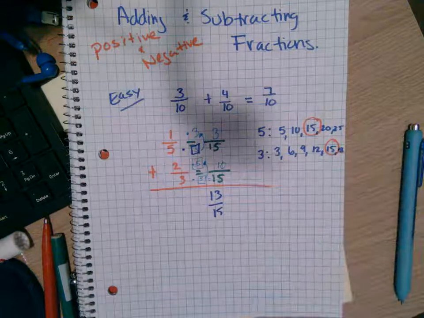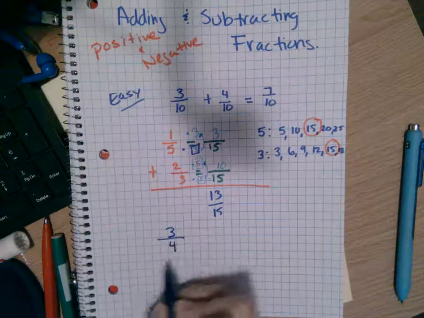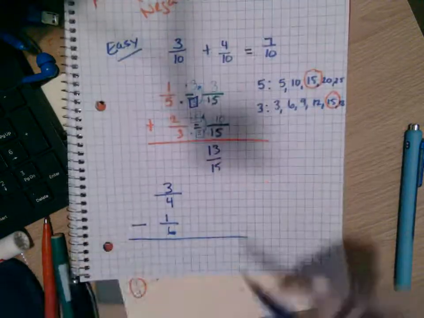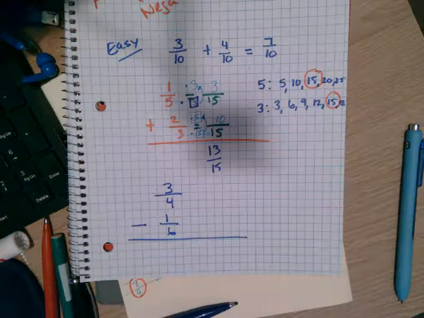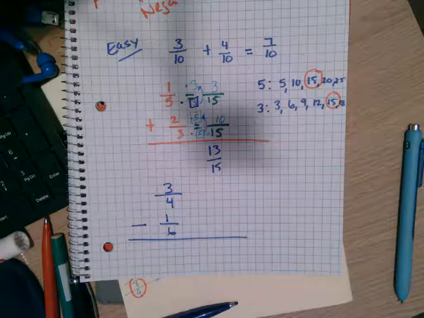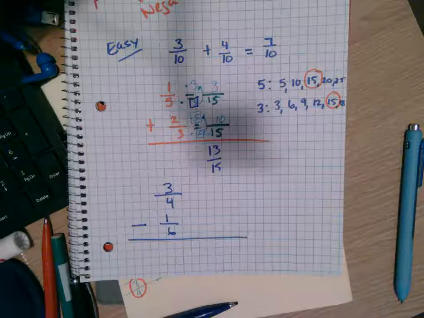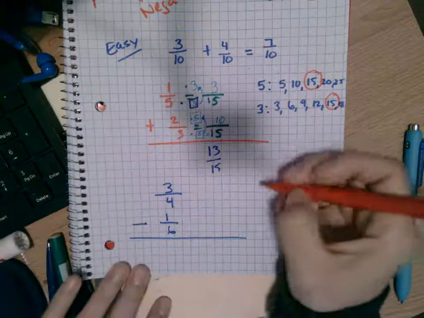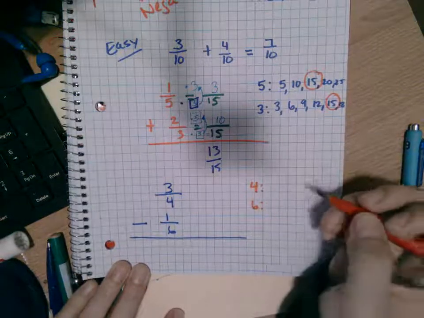All right. So let's do another one that's very similar to what you guys learned maybe in 5th grade. So we have 3/4 minus 1/6. 3/4 minus 1/6. Find our common denominator. Some of you can do this in your head. Fantastic. Others of you, we're going to write it down.